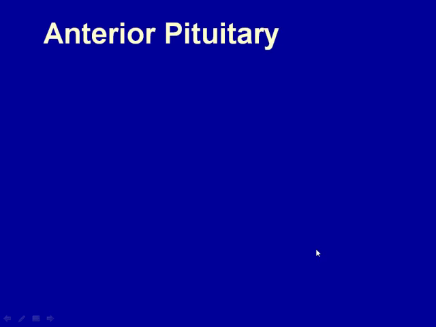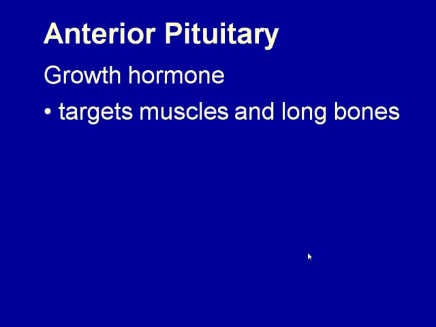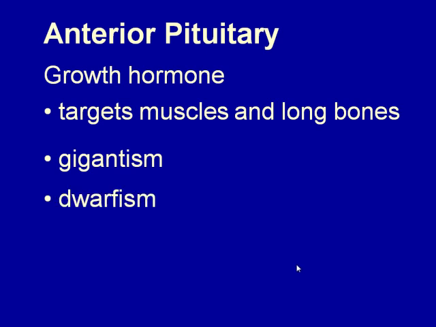Let's look first at the anterior pituitary and a few of the hormones it releases. One is growth hormone. Now, growth hormone targets pretty much every cell in the body, but particularly muscles and long bones, stimulating them to undergo mitosis so that they grow. If there is an oversecretion of growth hormone during childhood, you can have gigantism. People are over 8 feet tall, very long bones, lots of muscle tissue. An undersecretion of growth hormone in childhood leads to dwarfism.